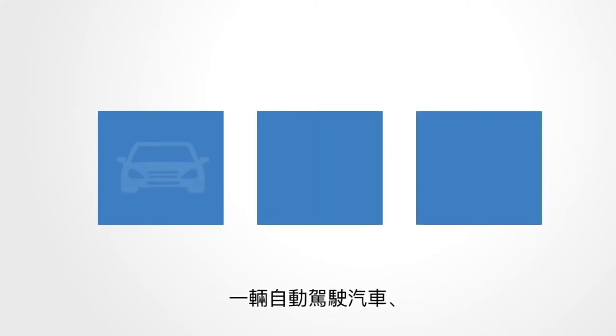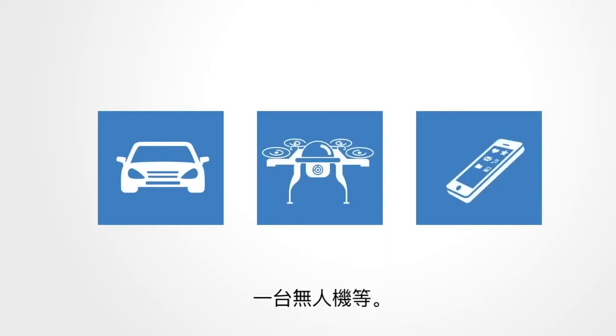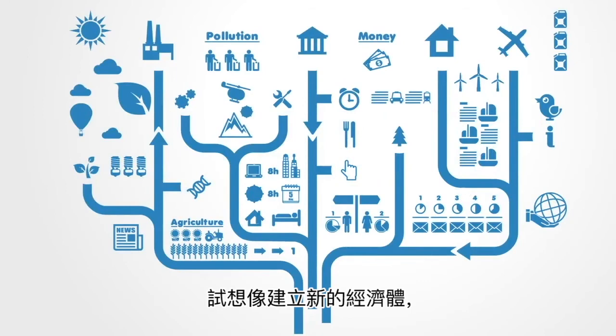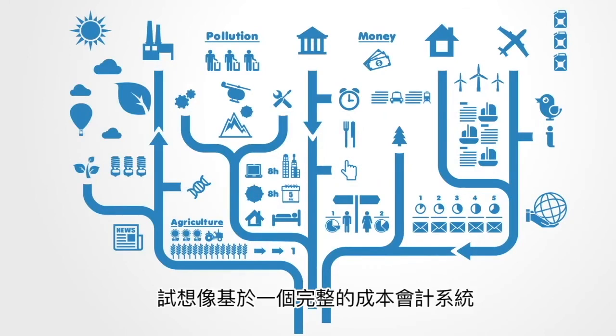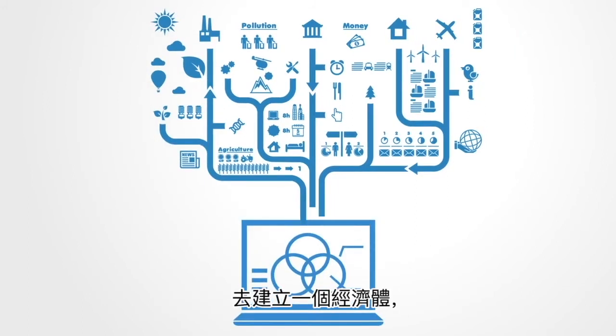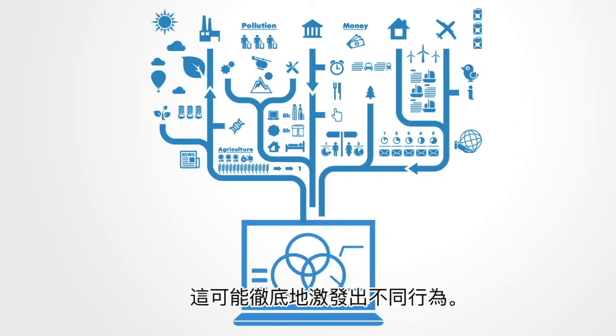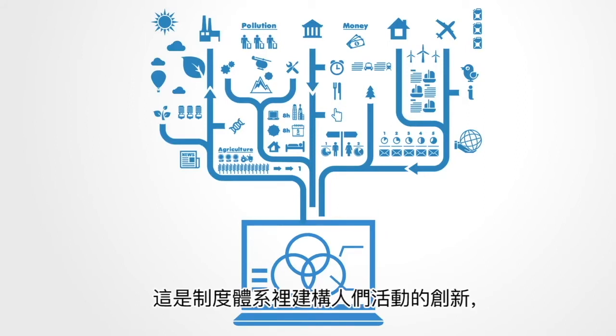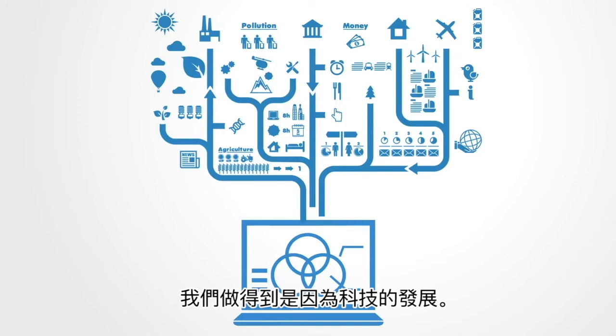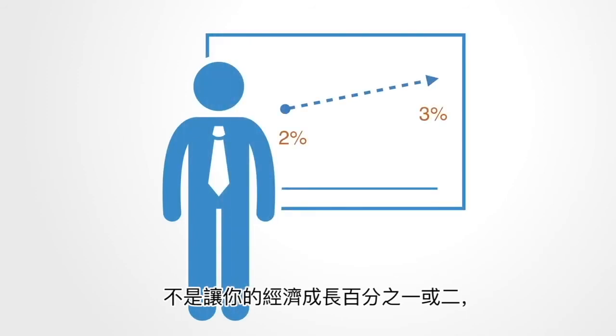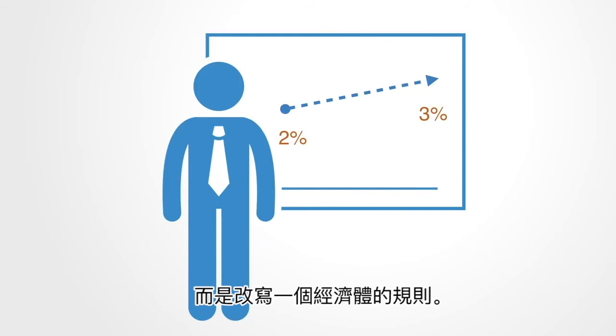This is about whole systems. We are very used to thinking of innovation as only applying to things, a self-driving car, an app, a new drone, etc. But imagine building new economies. We can actually do that today. Imagine building an economy based upon a full-cost accounting system, one that does not just account for financial capital, but one that accounts for social capital and natural capital as well. That would incentivize radically different behavior. This is innovation in the institutional systems that structure human activity, and we can now do this thanks to technological developments. This kind of innovation doesn't grow your economy by an extra 1 or 2%. It actually rewrites the rules of what an economy is.